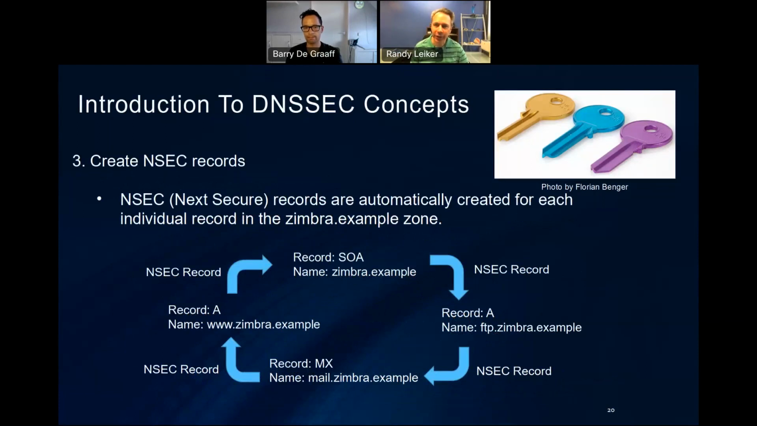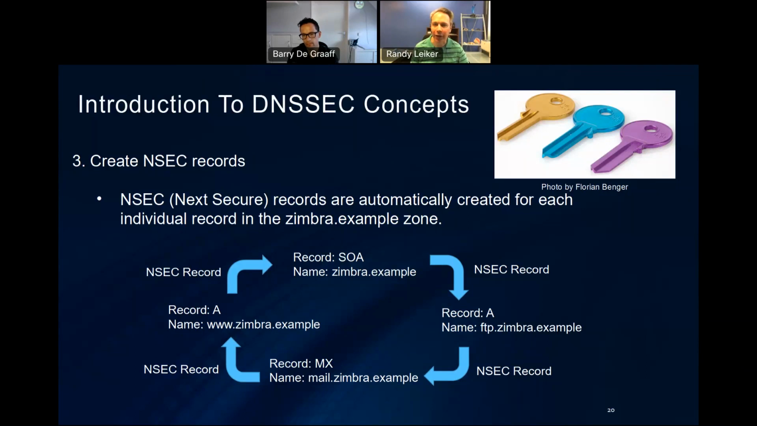And finally, to finish things up for Zimbra.example, NSEC or Next Secure records are automatically created for each individual DNS record that exists for our Zimbra.example domain name. The purpose of an NSEC record is to provide pointers to the next record in the zone. So if we have an SOA record for Zimbra.example, its NSEC record would point to ftp.zimbra.example, as this is the next record alphabetically that appears in the zone.